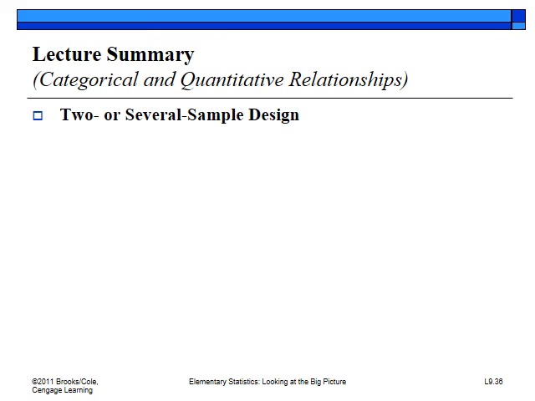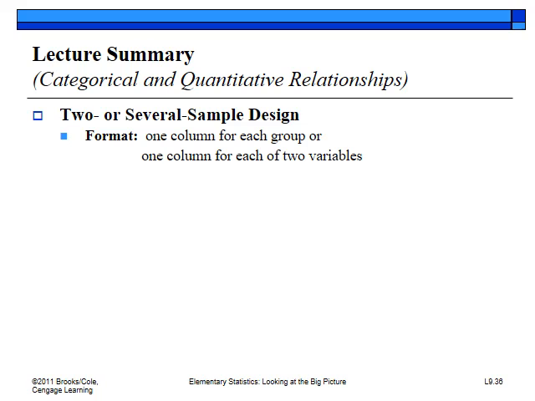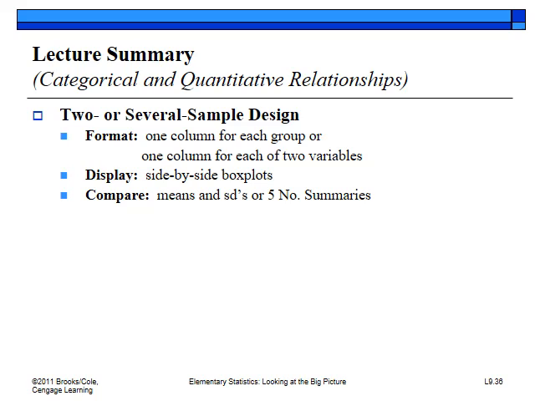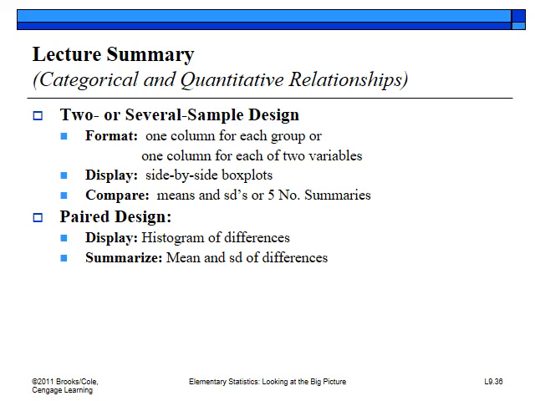To wrap up, we've looked at, within two or several sample designs, how to format the display, either one column for each group or one column for each of the two variables. We talked about displaying them using side-by-side box plots and comparing the means and the standard deviations or the 5-number summaries so that we can compare the center and the spread. For a paired design, we looked at constructing a histogram of differences, and finding the mean and the standard deviation of differences.